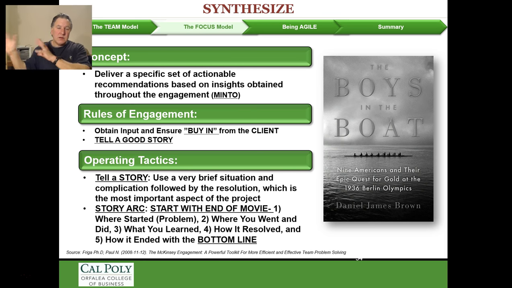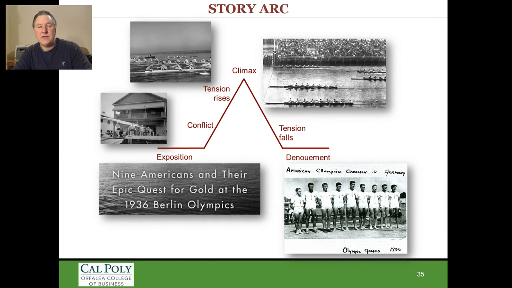Okay, so you're going to start at the end of the movie, and then you're going to build your story out from there. Where you started, where you went, what did you do, what did you learn, how did it resolve, how did it end, what's the bottom line. So keep that, and we call that story arc really the journey. So that's something to think about as you build your final presentation, and actually as you do your presentations throughout this class.